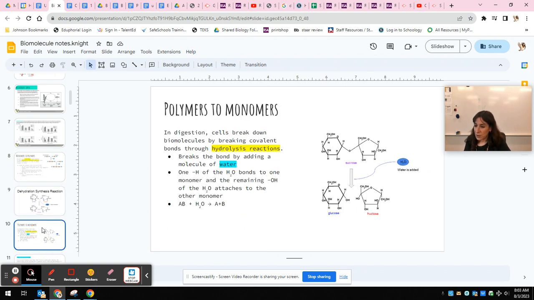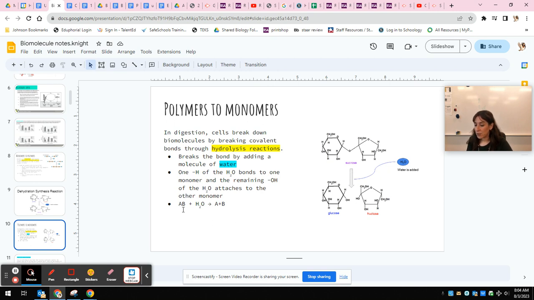Okay, so when we're breaking down polymers, like in digestion reactions, you need to break down your food into smaller components in order to rebuild things or to use them for energy. Then you're going to perform what's called hydrolysis reactions. And this is the exact opposite of a dehydration synthesis reaction. So now I have my sucrose, and another enzyme is going to do this. I know the name of this enzyme is sucrase. And instead of losing a water, you're going to add a water. So water is going to be a reactant.